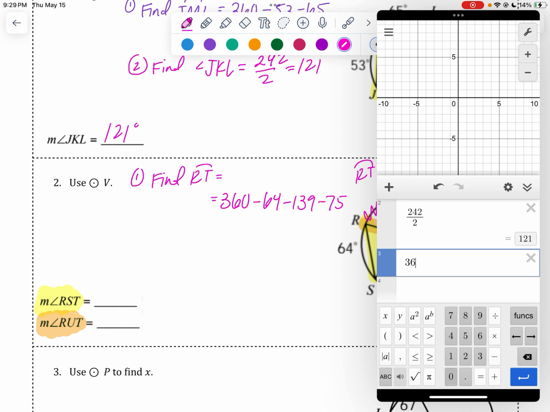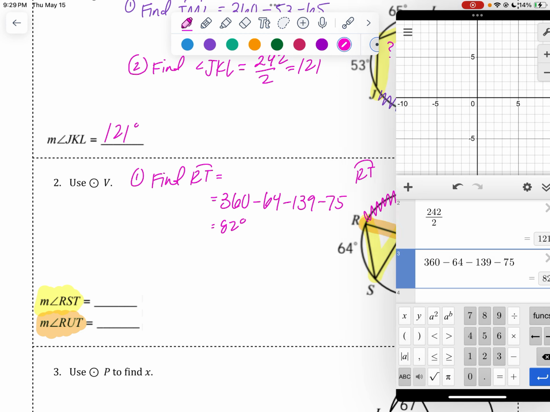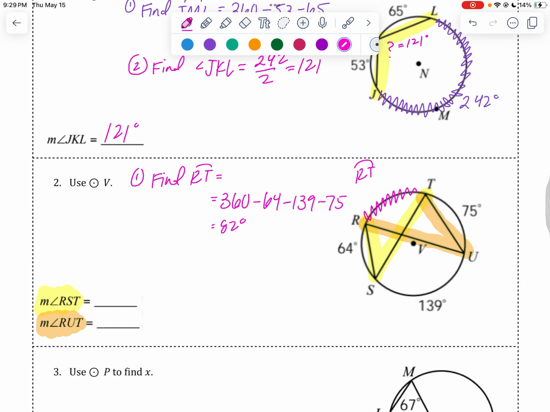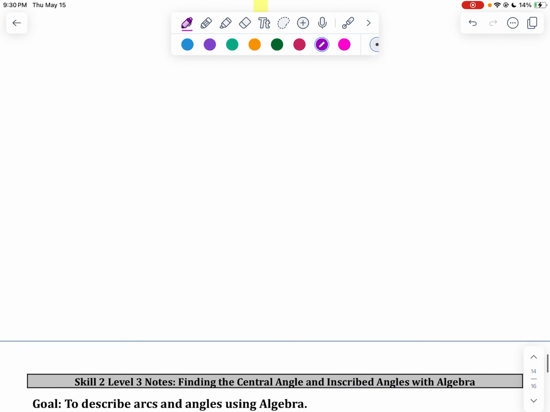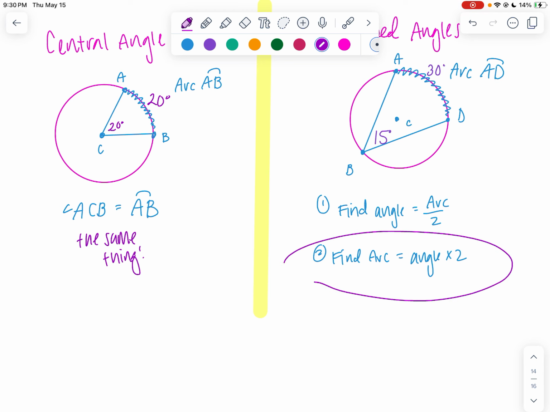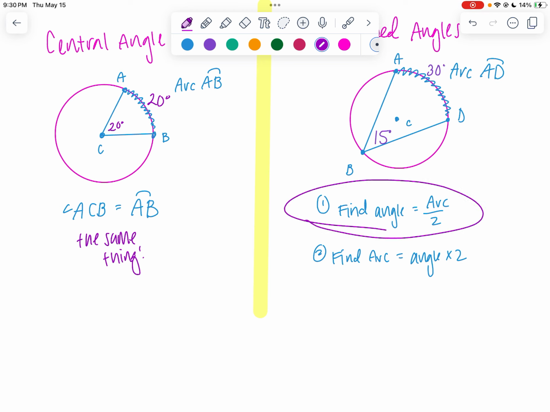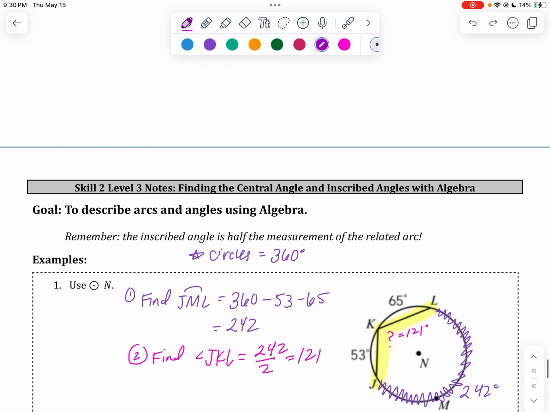I'm going to do 360 minus 64 minus 139 minus the 75. And therefore I get 82 degrees. So that means arc RT is equal to 82 degrees. So we have to find these smaller angles of RST and RUT. So again, if we start with the arc, I have to go ahead and find the angle, so I'm going to divide by 2.